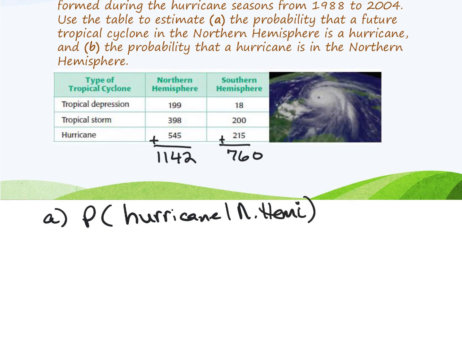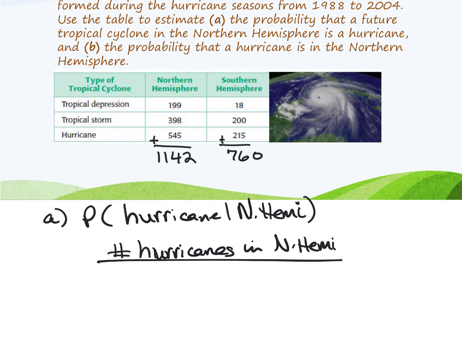I'm just going to abbreviate hemisphere. All right, so what I'm going to be doing here is I'm going to set up the number of hurricanes in the northern hemisphere over the total number of cyclones. So let's see.